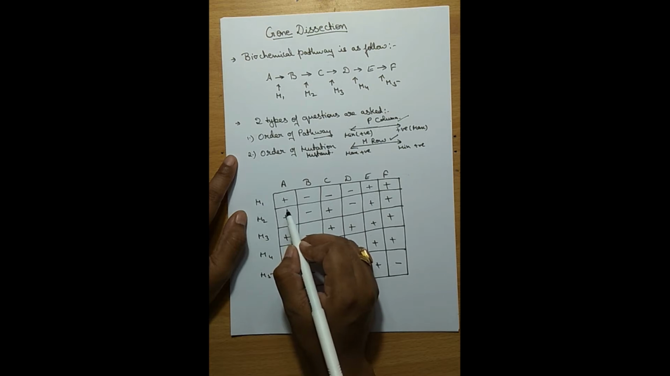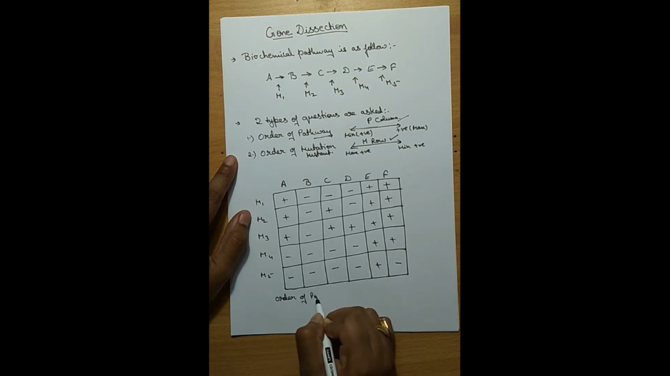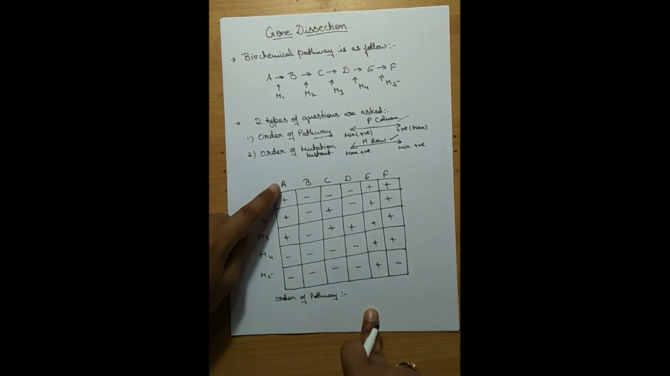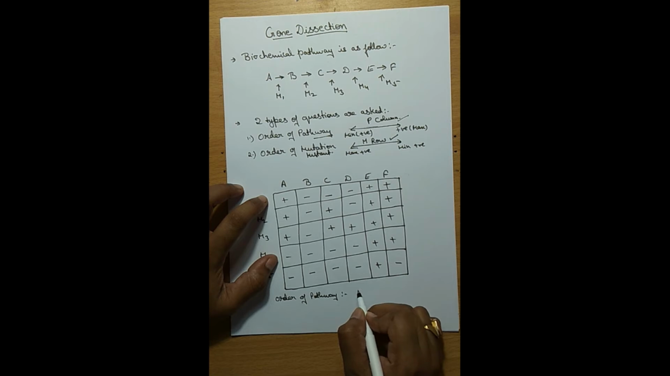Over here we have to find the order of pathway. In this, let's look for the minimum. We have to check the columns and then see the number of positive signs. So B has the minimum number of positive signs, then D, after that C, then A, then F, then E. So this is the order of the pathway.